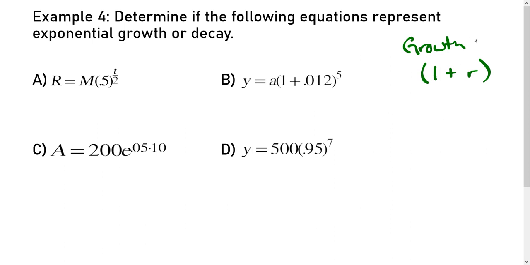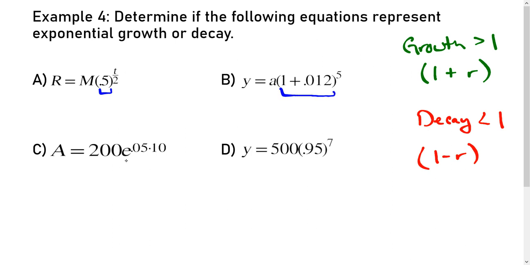So growth is always greater than 1 because 1 plus something is bigger than 1. If we have decay, that's always coming from 1 minus r. So decay is always going to be less than 1. Well, what if it equals 1? If the base is 1, it's not an exponential function, so I don't have to worry about it. So what I'm going to be doing is looking at the value that is about to be raised to a certain exponent, and that's going to dictate to me whether it is growth or decay.